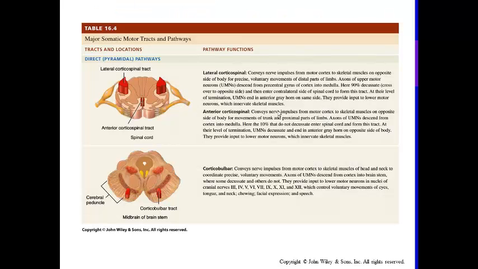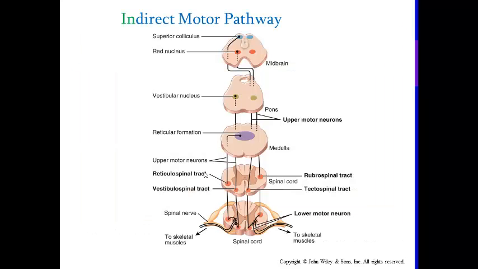Now let's take a look over here at the summary table. So you can see the tracts as well as the location and their functions. It was made to help you generalize and summarize it. So we have the lateral as well as anterior corticospinal tracts, as well as the corticobulbar tract. Now, this last one is related to the indirect motor pathway.